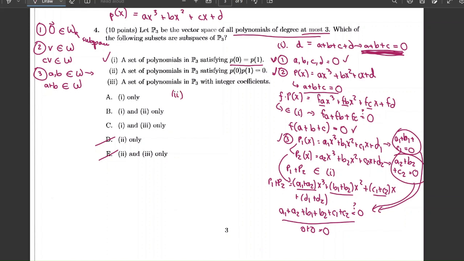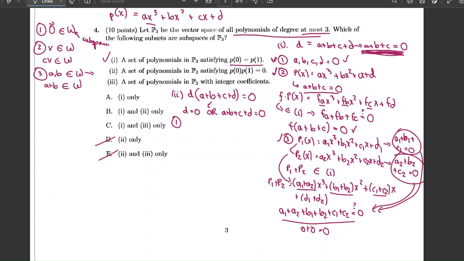So 2, we have a set of polynomials in P3 satisfying P0 times P1 equals 0. So now our subset requirement is that P0, which is d from before, times P1, right? If we plug in 1 here, we get a plus b plus c plus d. So for this requirement to be satisfied, either d equals 0 or a plus b plus c plus d equals 0. So this is our requirement.